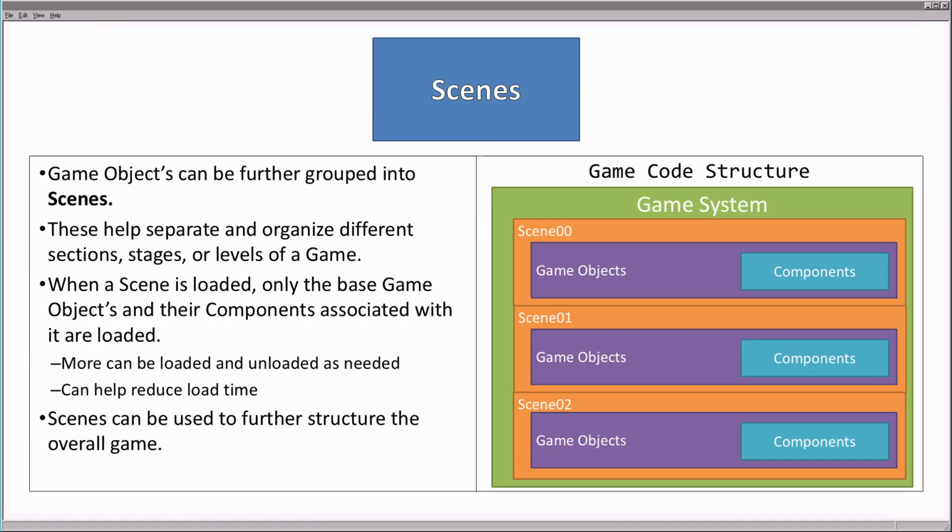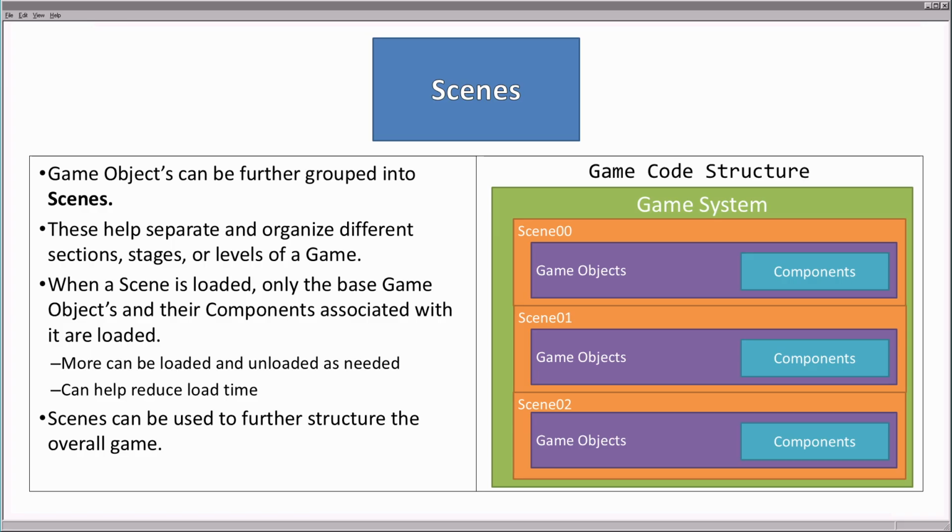Game objects can be further organized into scenes. We could think of these as different sections or environments of the game: different levels, different rooms, different dungeons, etc., which would contain only these game objects and these components. These help separate and organize different sections, stages, or levels of a game.